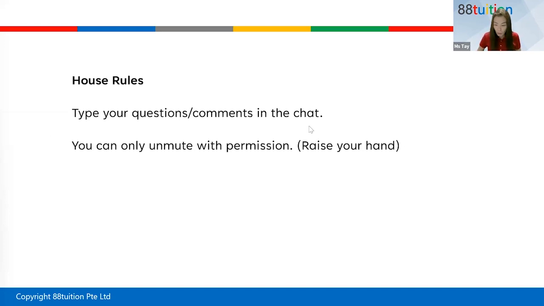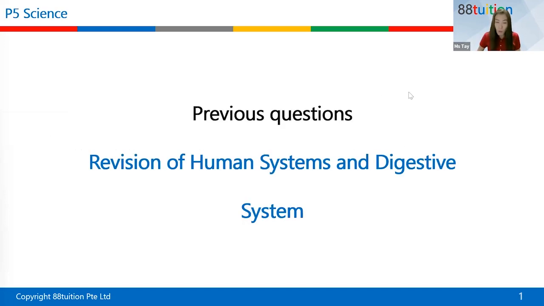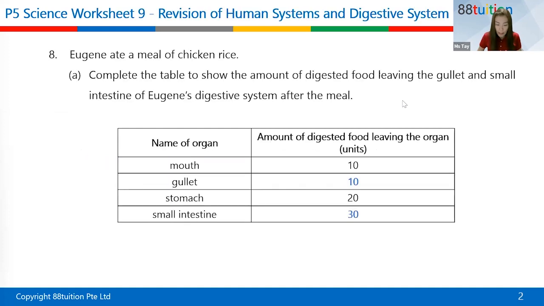Thank you. So today we are going to go through the previous questions first. Now we actually finished this particular one. For those of you who did not see this question before because you are new or recently joined, you may take a quick screenshot. What we were talking about in this question is about this person, Eugene. Eugene ate a meal of chicken rice.